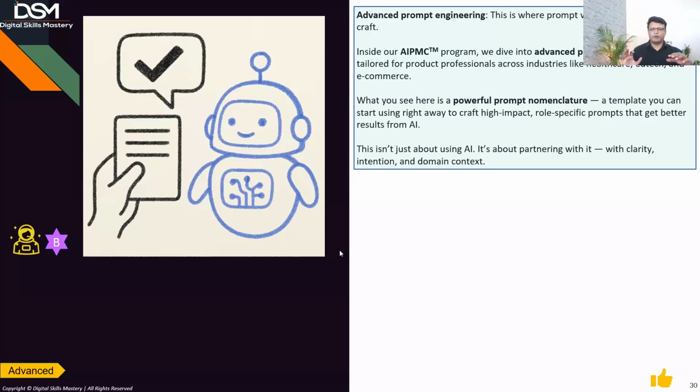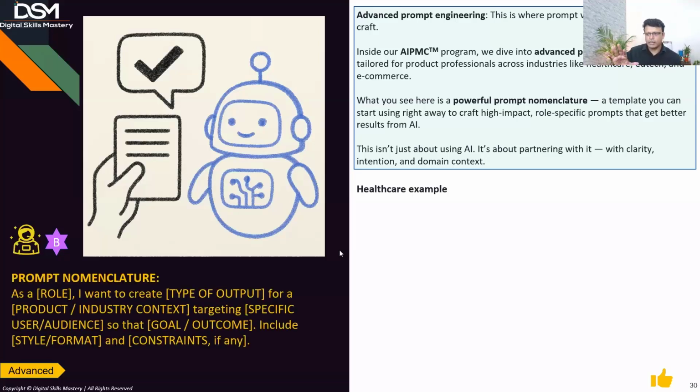We have brought it back from our AI PMC course, but we want to share it with you so that you take a note, and you can straight away implement it from tomorrow. So the prompt nomenclature is something like this. As a role, your role, I want to create a type of output for a particular product and industry, give it a context, targeting a user persona or an audience, and then you put a goal and an outcome, what you're expecting, and include any style, format, and any constraints that you want in your output. And this is a great prompt nomenclature.